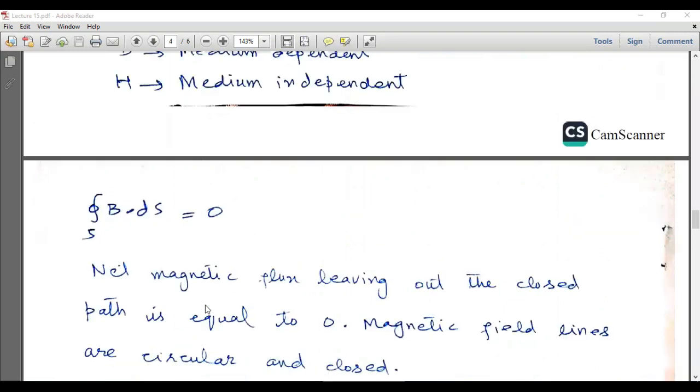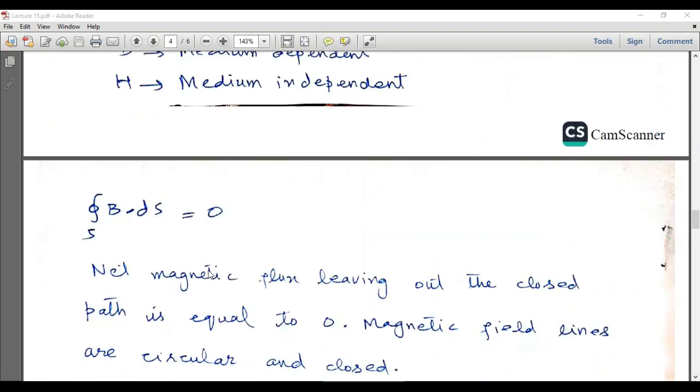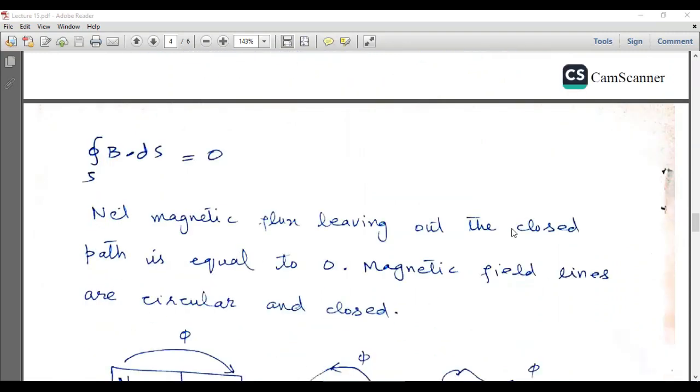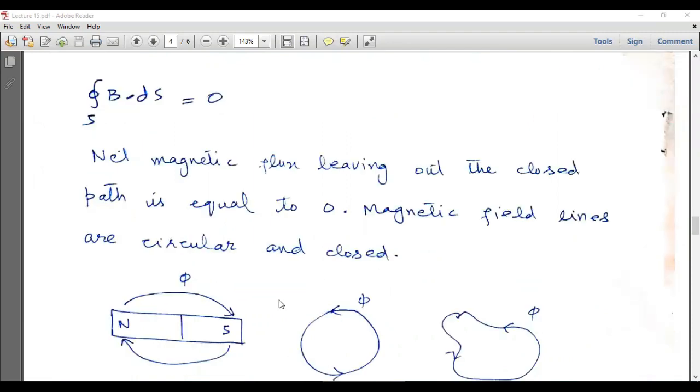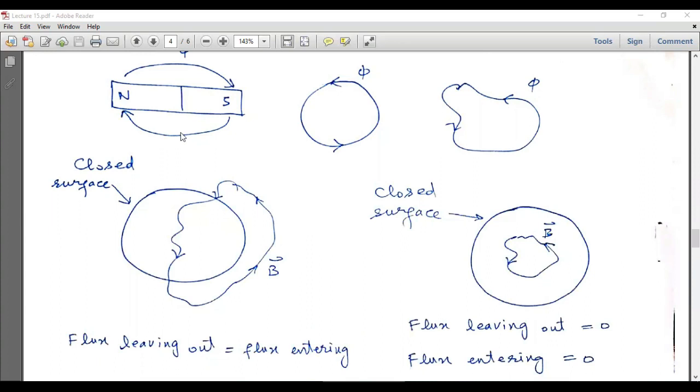If we evaluate the closed surface integral of magnetic flux density, that will always be equal to 0, and it means that the net magnetic flux leaving out of the closed path is equal to 0, and the magnetic field lines are circular and closed. So we know that the magnetic flux lines always follow a closed path. For example, in this figure you can see this is the magnetic flux line, and it is always a closed line. Similarly, this is one form of magnetic flux, and if we have a magnet, again we will have circular magnetic flux lines.